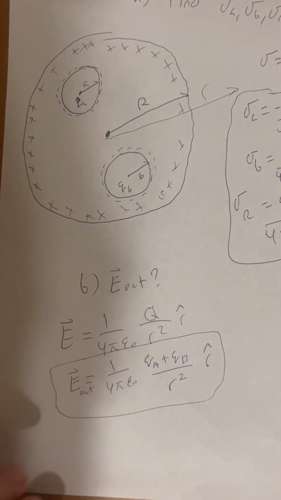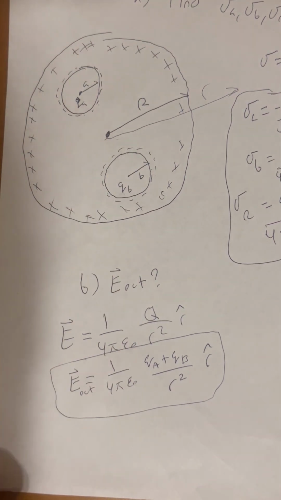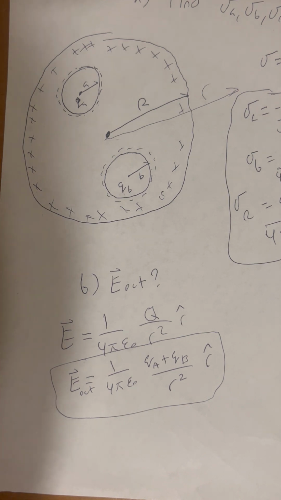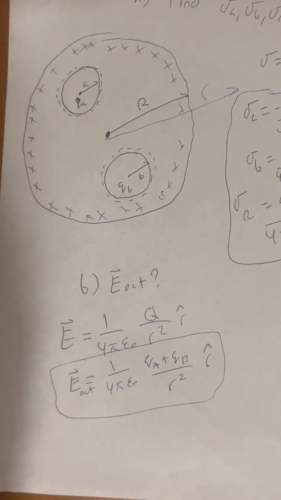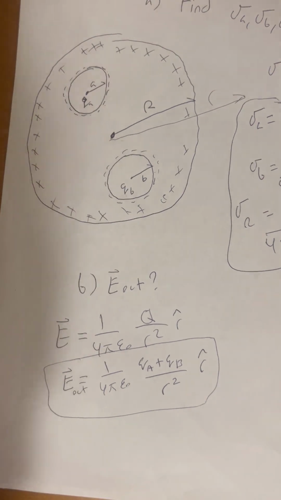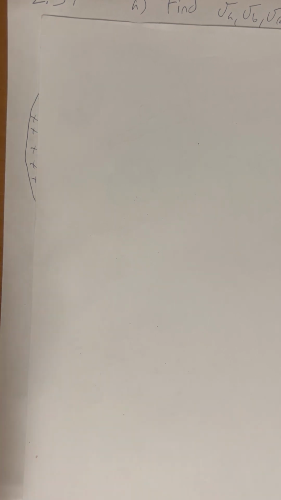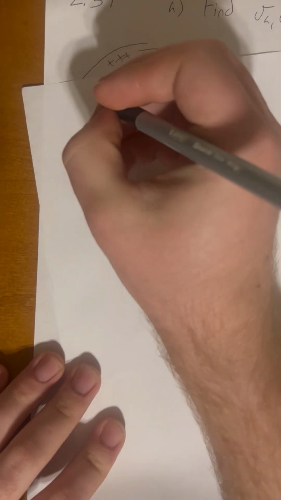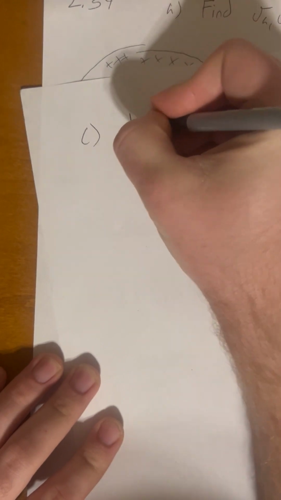In part B, we were able to do this because of the spherical symmetry of the situation. And of course, we were measuring outside the charge density, so we could treat it like a point charge and use that equation. But now for part C, we are tasked with finding the electric fields due to A and B inside their own little enclosed regions.